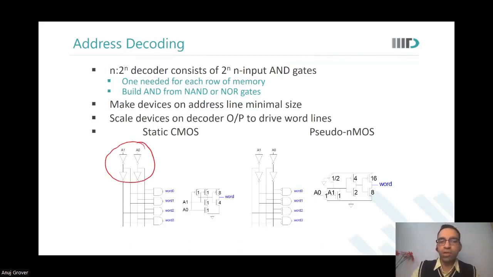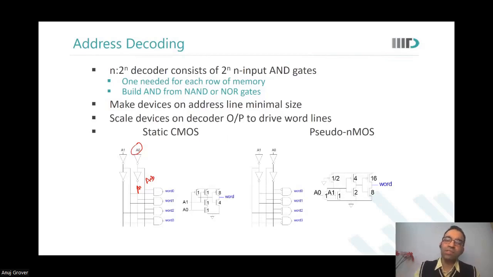Now, at any point of time when we start to decode, we have A0 buffered into A0 bar and A0. But what do you realize? I have not connected the A0 input directly to my NAND gates. Why did I not do that? Because of load. I cannot really show a big load onto my external pins. So I buffered them. Even if I needed A0, I buffered it and then used it inside my design.